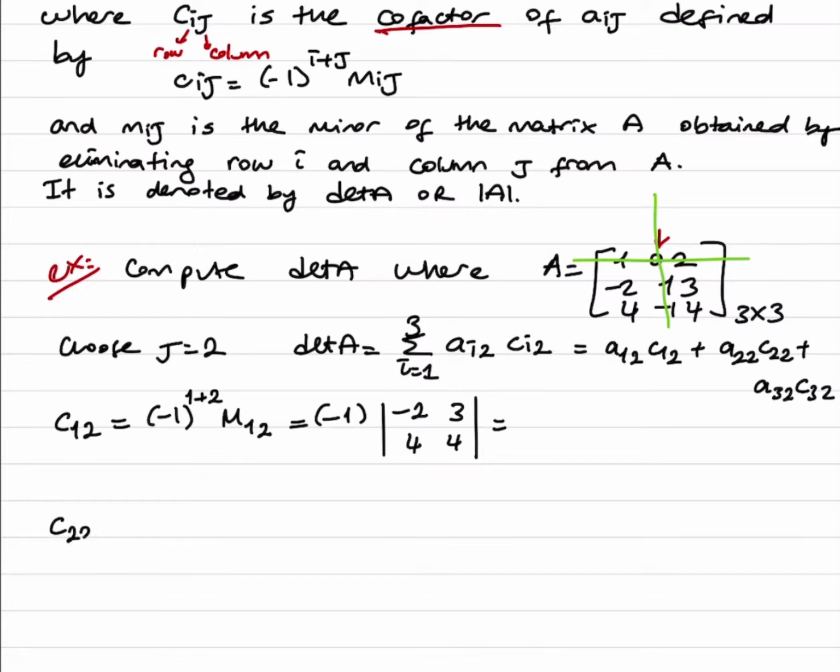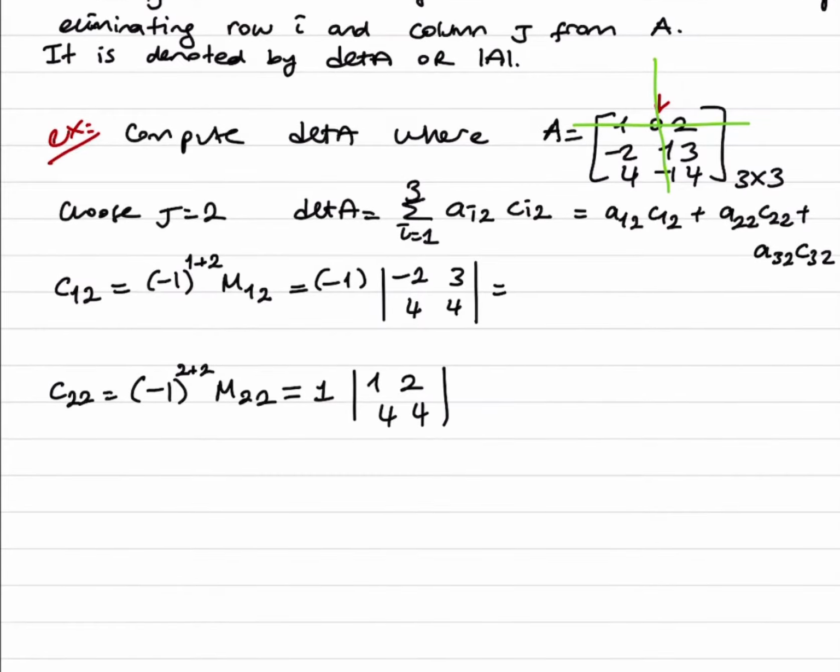Okay, but let's do c22: minus 1 to the power 2 plus 2, m22. So this is minus 1 to the power 4, so it is 1. So this time we will eliminate the second row and second column, and we are left with 1, 2, 4, 4. So m22 is the determinant of 1, 2, 4, 4.